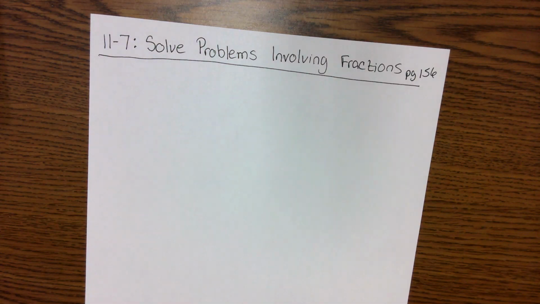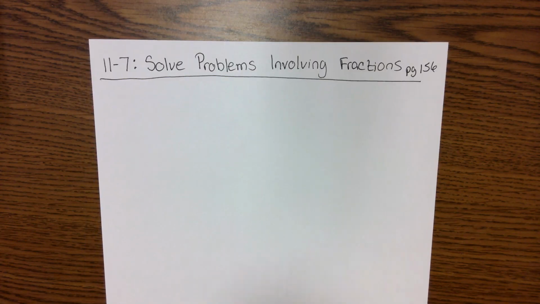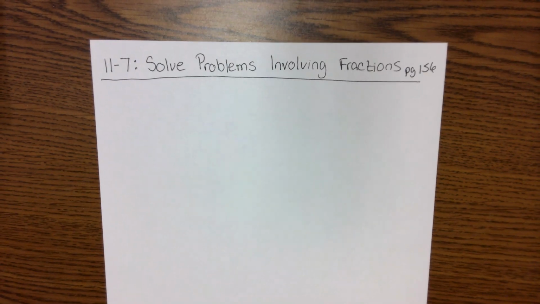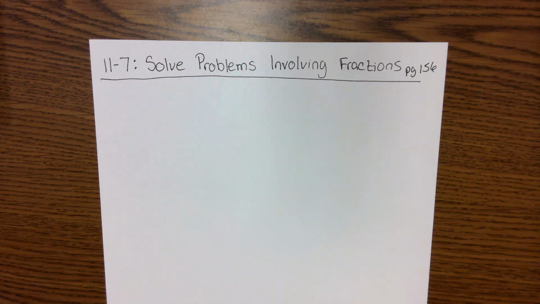So the last part is solve problems involving fractions. These are where those word problems come into play, and you have to pay close attention to what you're talking about. So it says at the top of 156, Elizabeth uses all of the ribbon to decorate 6 boxes so that 4 of the faces of the box have the same amount of ribbon. How long will the ribbon on each face be?